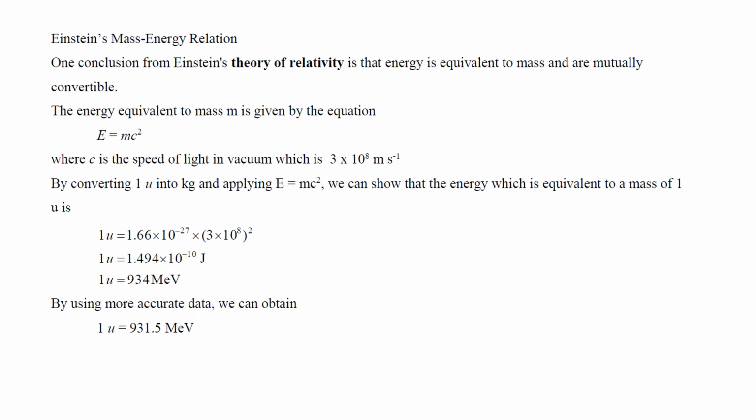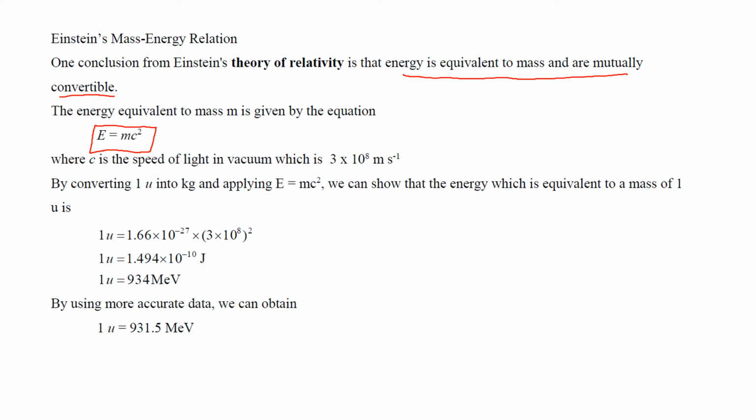Einstein mass energy relation. One conclusion from Einstein's theory of relativity is that energy is equivalent to mass and they are mutually convertible. The energy equivalent to mass is given by the equation E equals mc squared. We know this equation as the Einstein equation, where m is the mass and c is the speed of light in vacuum, 3 times 10 power of 8 m s negative 1.